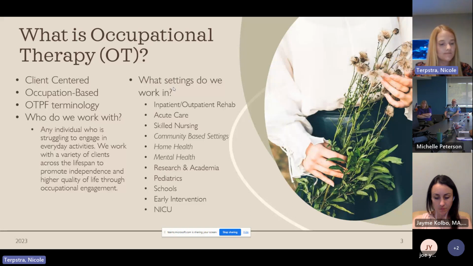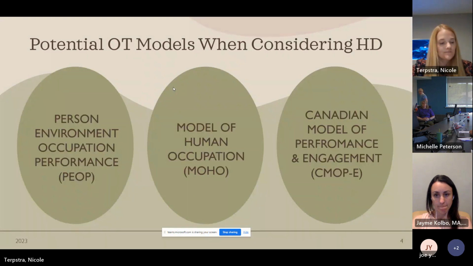If you want more of a breakdown, I highly recommend referring to the Occupational Therapy Practice Framework, or the OTPF. It gives charts in the very back of each occupation specifically and how OTs can address each of those categories. We work in a large variety of settings, including inpatient and outpatient rehab, acute care, skilled nursing, community-based settings, home health, mental health, research and academia, pediatrics, schools, early intervention, and the NICU.